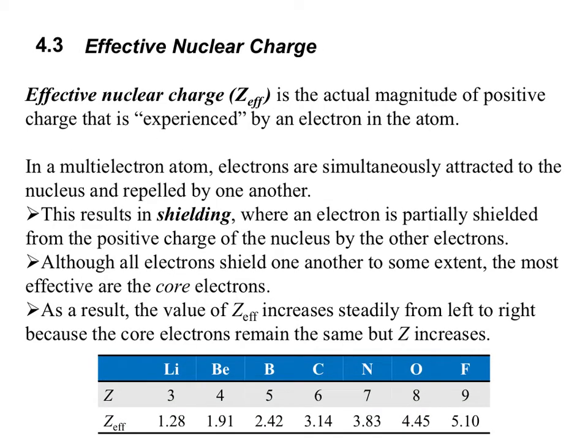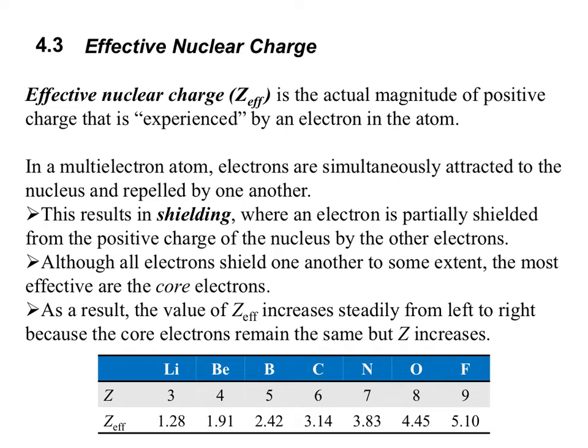Effective nuclear charge. Effective nuclear charge, Zeff, is the actual magnitude of positive charge that is experienced by an electron in the atom. In a multi-electron atom, electrons are simultaneously attracted to the nucleus and repelled by one another. This results in shielding, where an electron is partially shielded from the positive charge of the nucleus by the other electrons. Although all electrons shield one another to some extent, the most effective are the core electrons.